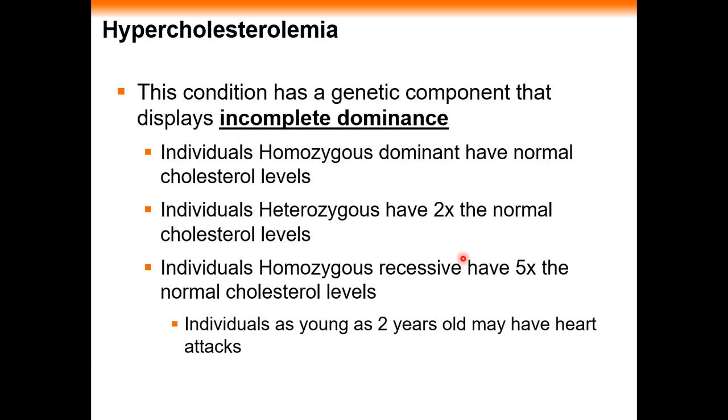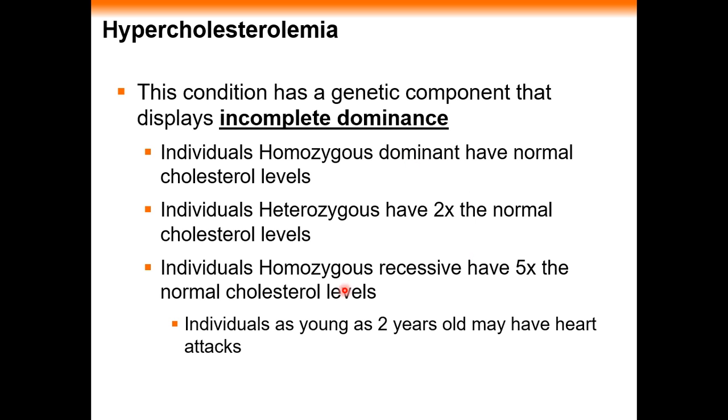So that means this. If you're homozygous dominant, you have normal cholesterol levels. If you're homozygous recessive, you have 5 times the normal levels. If you're heterozygous, you have somewhere in between, about 2 times the normal level. If this was complete dominance, well then the heterozygous here would have the same phenotype as this. A heterozygous would have normal cholesterol levels, but that doesn't happen because it's incomplete dominance.